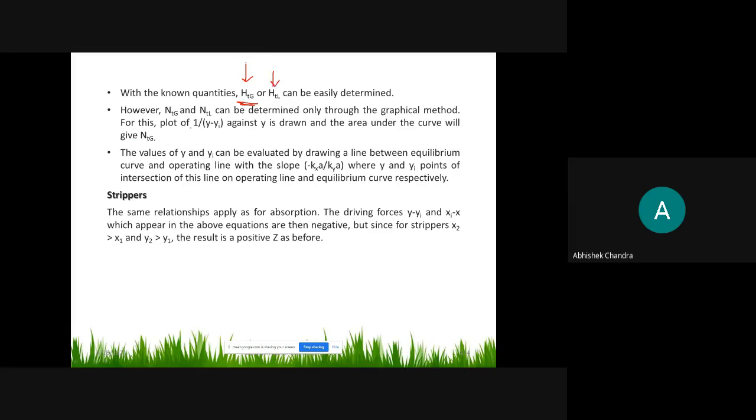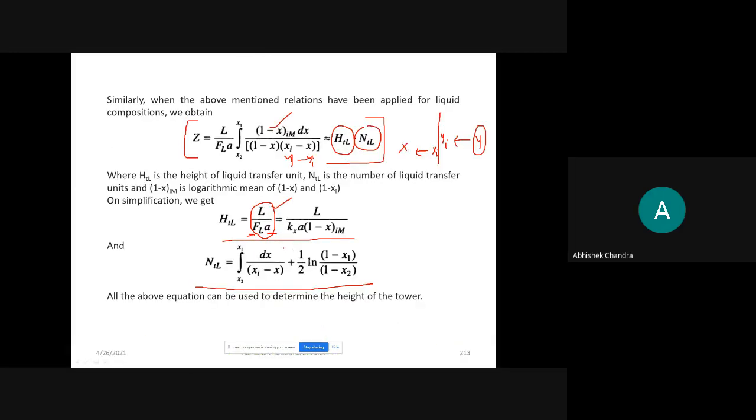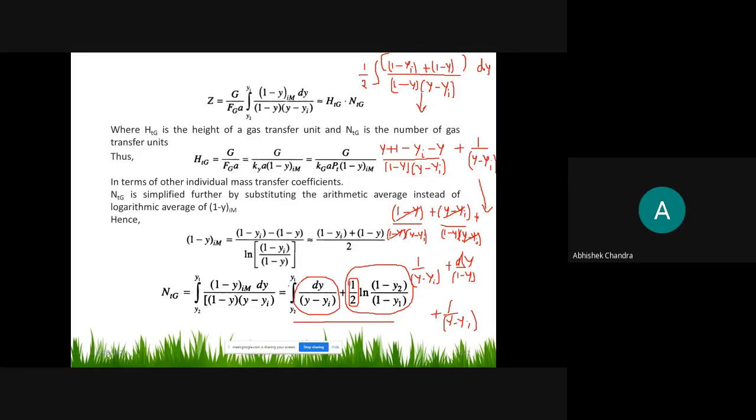But NTG and NTL, the number of transfer units for the gas phase or the liquid phase, can be determined only through a graphical method. Why? Because we plot the graph, as this is the part we want to estimate.